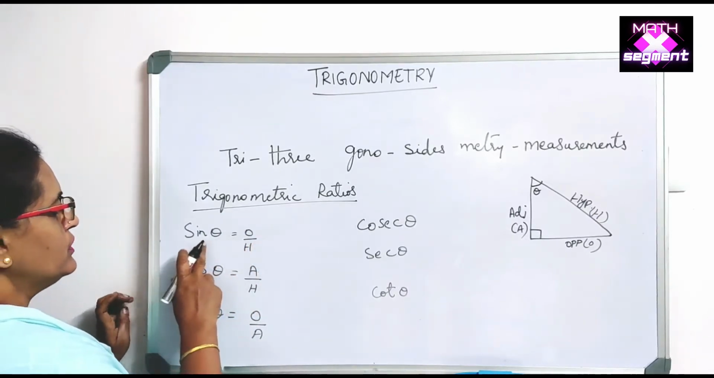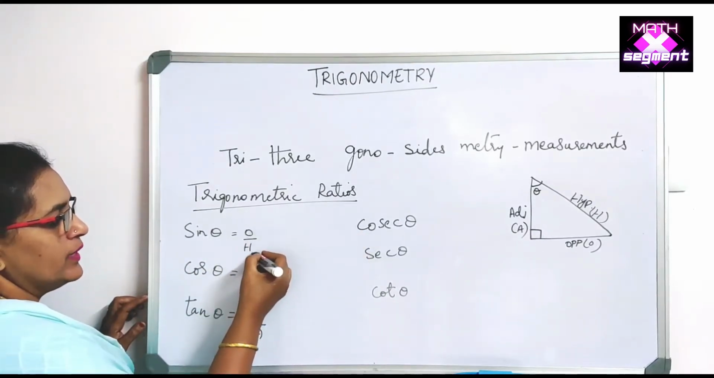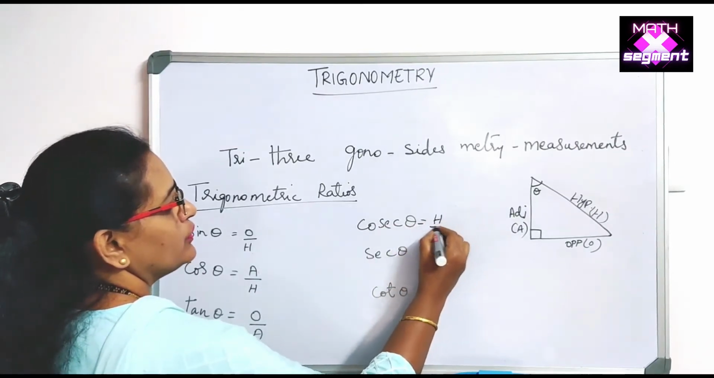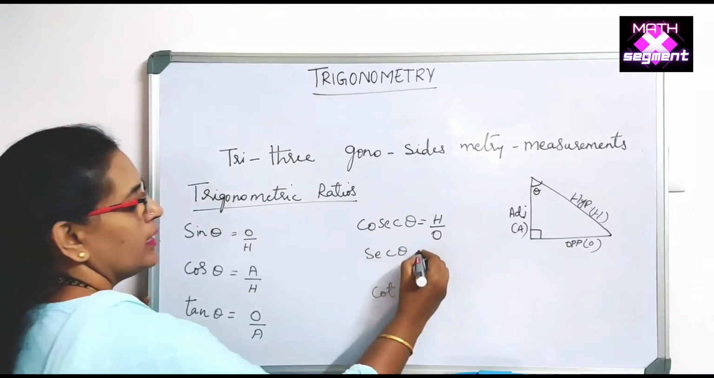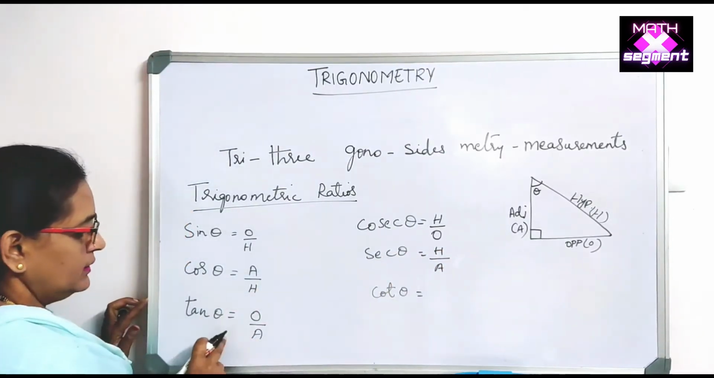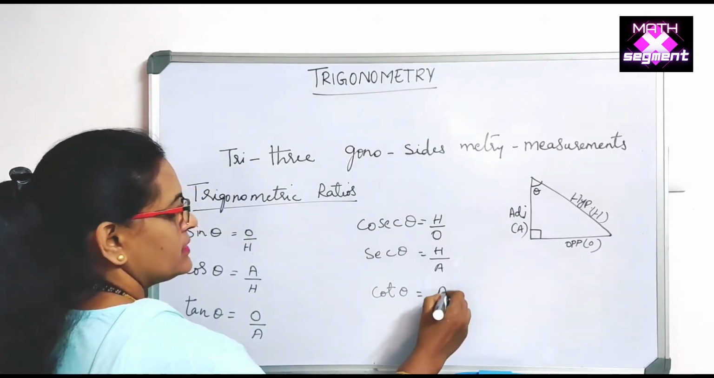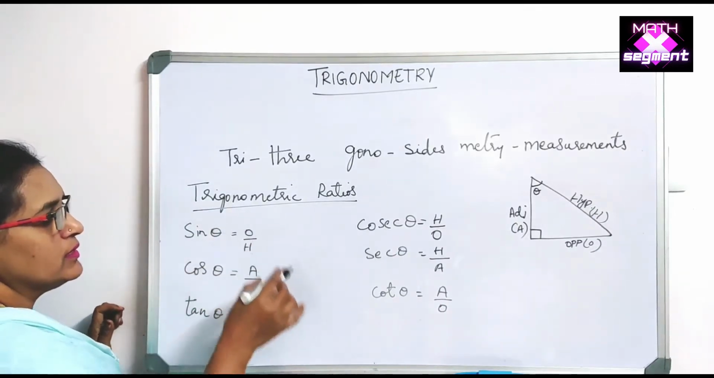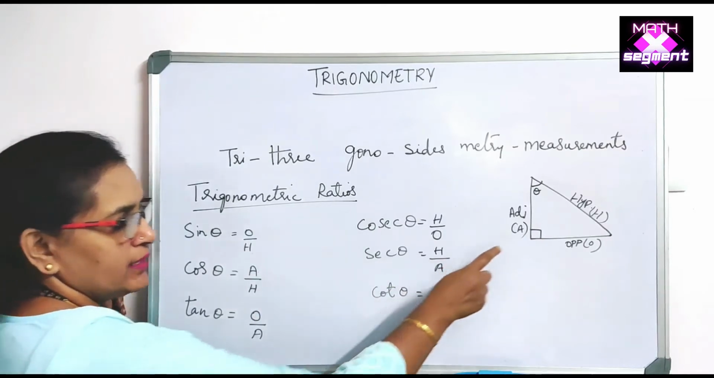The inverse of sine theta is cosecant theta. Sine theta is opposite divided by hypotenuse, so the inverse is hypotenuse divided by opposite. Cos theta inverse is hypotenuse divided by adjacent. Tan theta is opposite by adjacent, so cot theta will be adjacent by opposite. These are the trigonometric ratios you can remember. Very easy if you understand the figure.